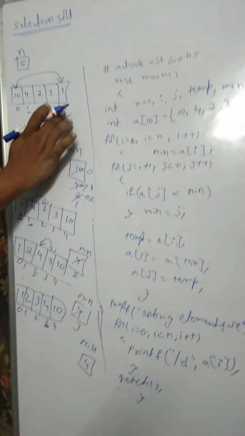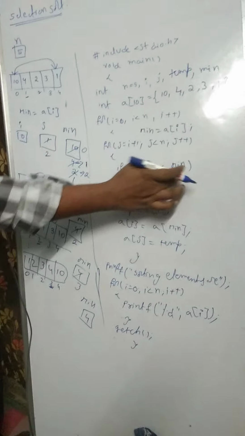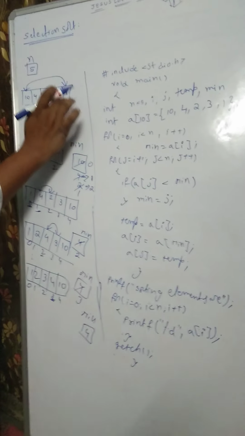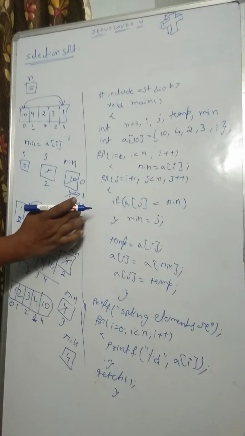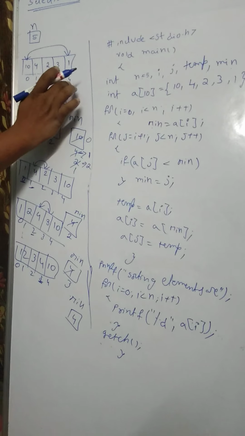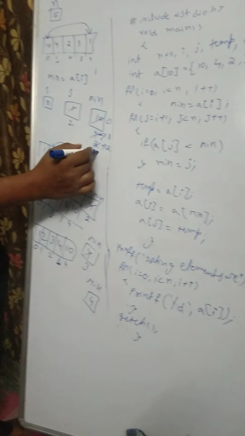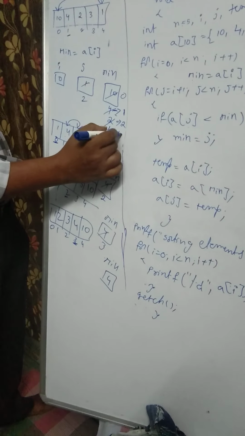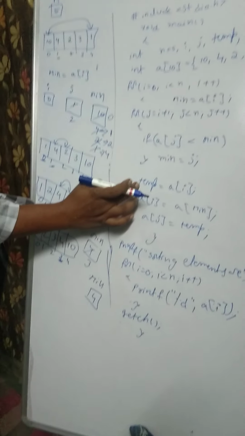Next, j is incremented by 1, so j is 4. If a of j is less than minimum, that means a of 4, which is 1. Is a of 4 less than the minimum value 2? Yes, so it is replaced with 1, and the position of the element is stored into the minimum. What is the position? Position 4.